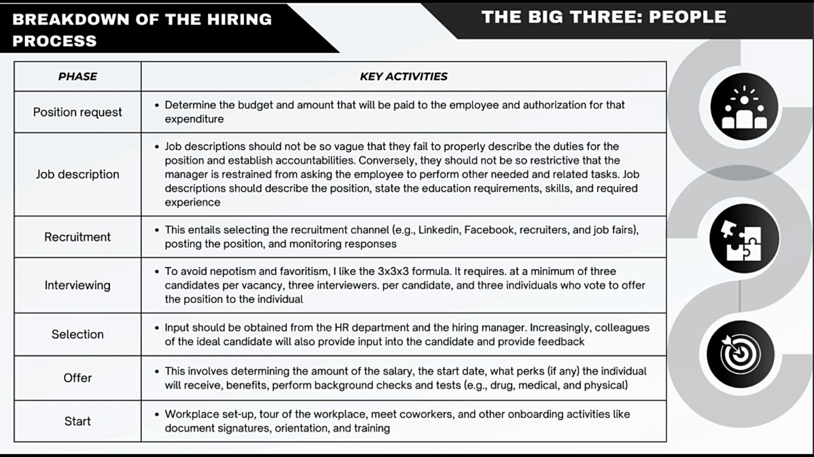By involving multiple decision makers, organizations can ensure that the hiring decisions are well informed, objective, and aligned with the organization's needs and values. The 3 times 3 times 3 formula aims to promote transparency, fairness, and thoroughness in the interviewing and hiring process, helping organizations select the most suitable candidates for their vacancy while minimizing the risk of bias or favoritism.